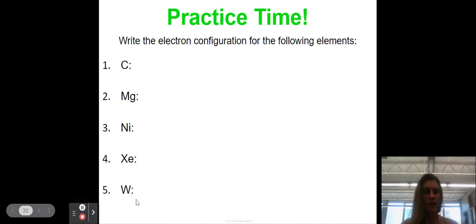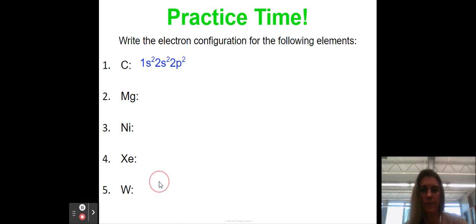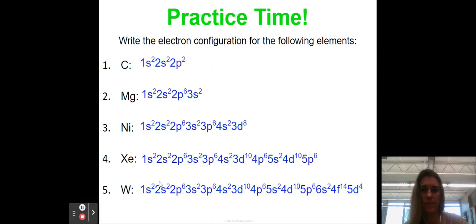All right, if you didn't quite get that, it will show up in a moment. But try the other ones, pause this, and then check the answer key. So you can see how long this gets. And of course, there's a shorthand way, but we have to know how to do the long version first in order to know how to do the abbreviated way.